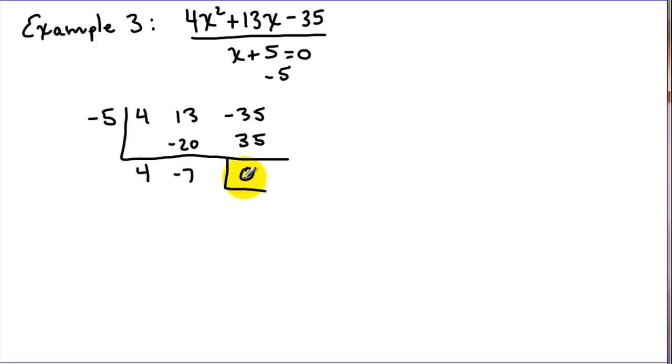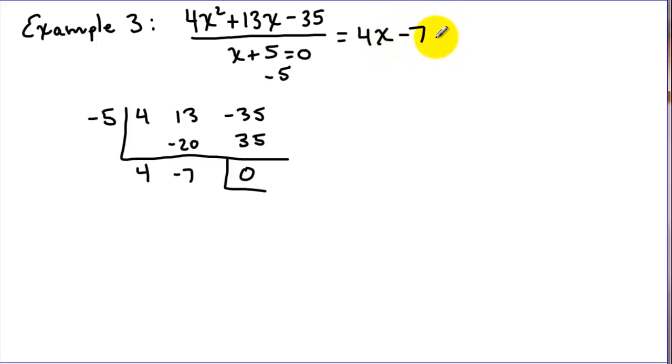Now this time we got a remainder of 0. So that means this factor divides evenly into, or this denominator divides evenly into our polynomial. That means this is actually a factor of that polynomial. We'll be talking about that more in the next video. So our answer here would be 4x minus 7.